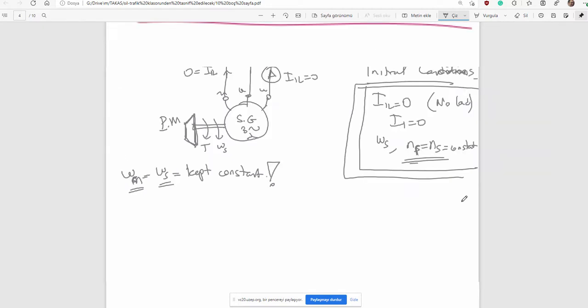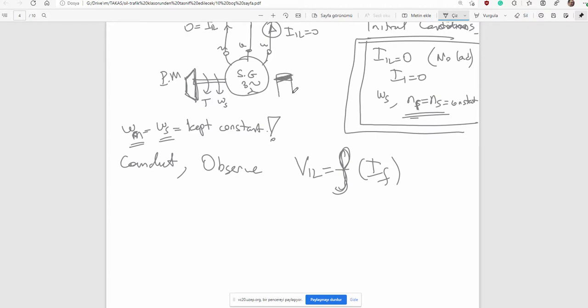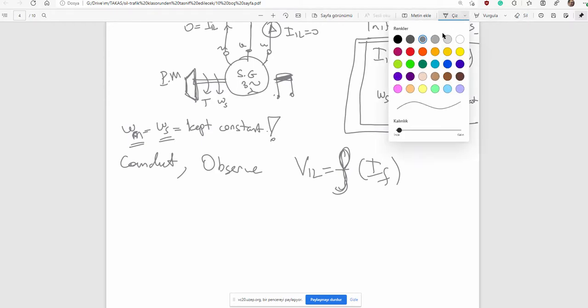Those are the initial setup, the initial parameters, and then during the experiment, conduct or observe the output voltage with respect to another function, with respect to field current, which is one of the control parameters here. How can I control it?